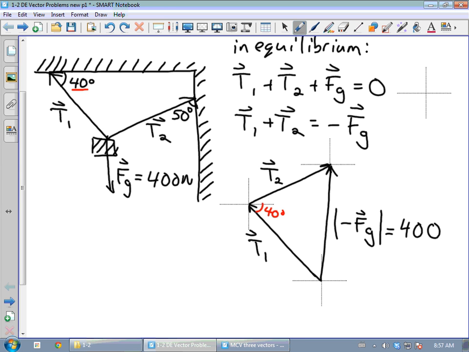And let's see, what do we have for T2? We've got a 50-degree angle over here, and that's between the tip of T2 and the vertical. So between the tip of T2 and the vertical, right in here, has to be 50 degrees.